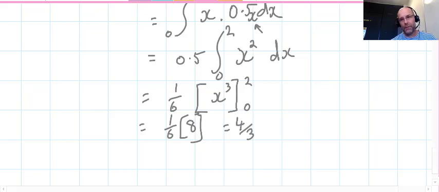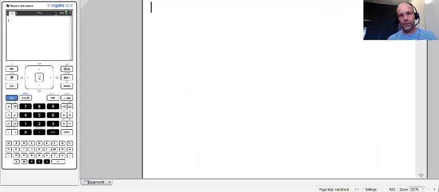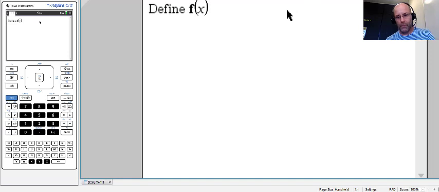Let's see if we can get the same thing with technology. Okay, so typing in, you can see on the left hand side of the keypad, I'm literally just going to type in define, and then I'm going to put in f of x there, then enter the equal sign. You literally just type in the equal sign, not the enter key. I might elaborate on that.